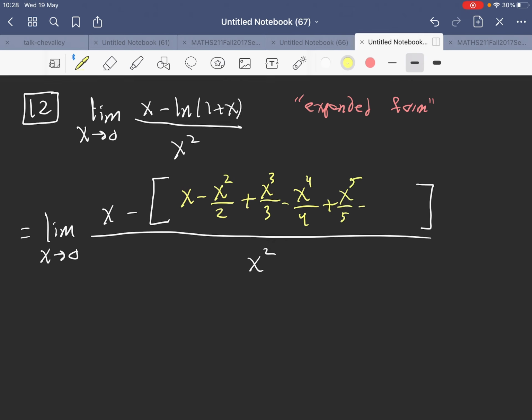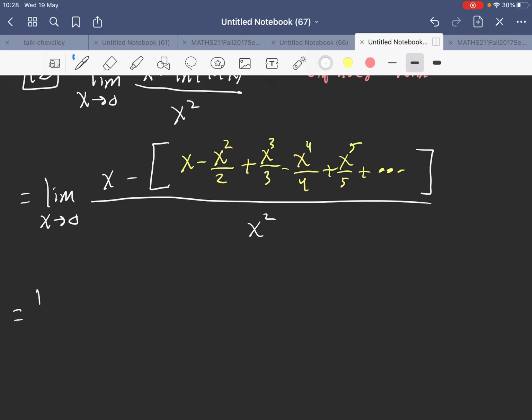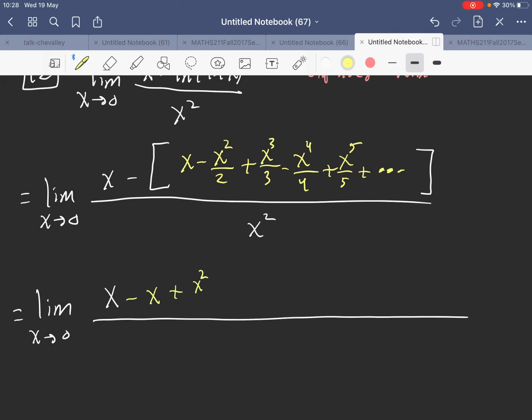Maybe 5 terms is enough. Maybe even 4 terms is enough. We just write 5 terms here. The next step, we just need to take the negative inside. So we get x, and then we have minus x plus x squared over 2 minus x cubed over 3 plus x⁴ over 4 minus x⁵ over 5, and so on, over x squared.